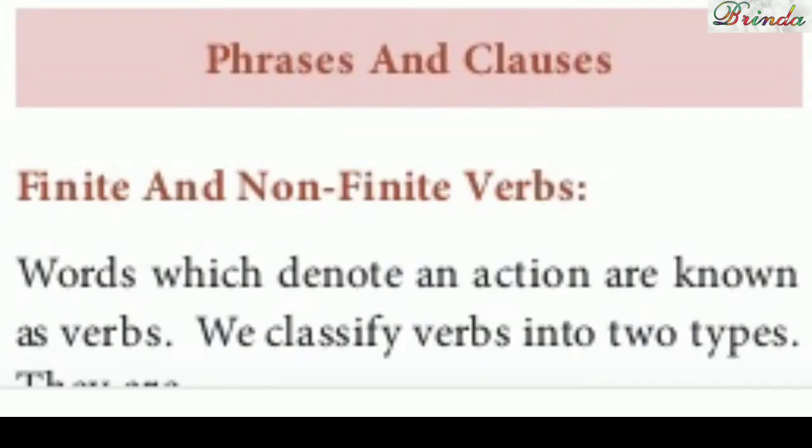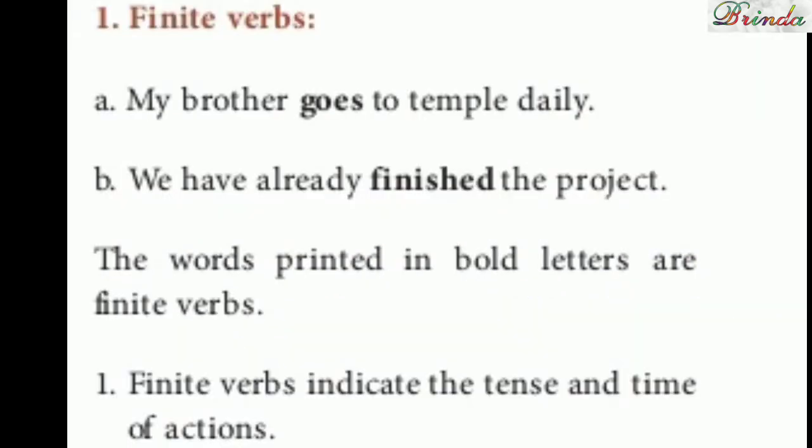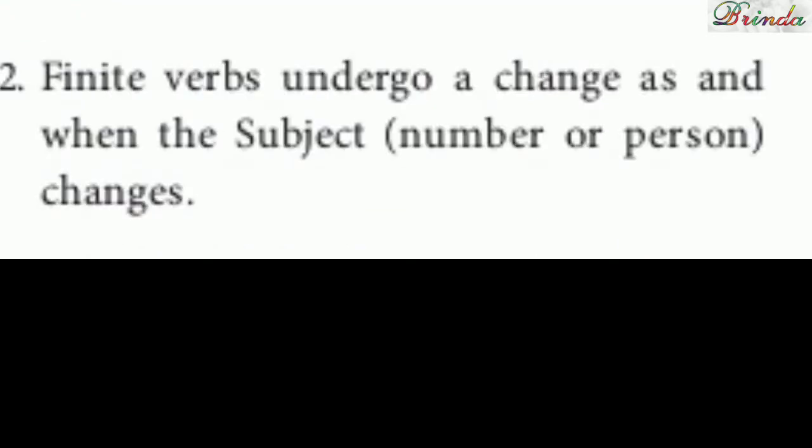Finite and non-finite verbs. Words which denote an action are known as verbs. Action சொல்றதெல்லாம் verbs. We classify verbs into two types. They are finite verbs and non-finite verbs. So first we will see finite verbs. My brother goes to temple daily. B. We have already finished the project. The words printed in bold letters are finite verbs. Finite verbs indicate the tense and time of action. Finite verbs undergo a change as and when the subject or number of person changes.